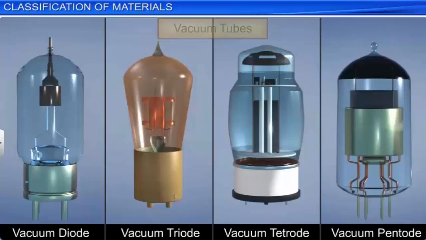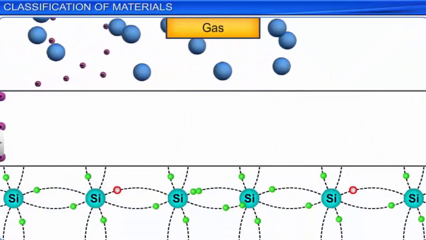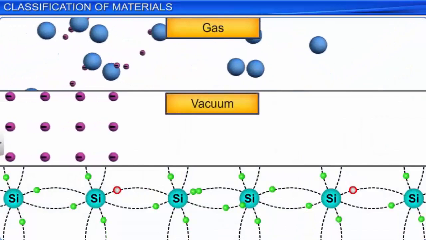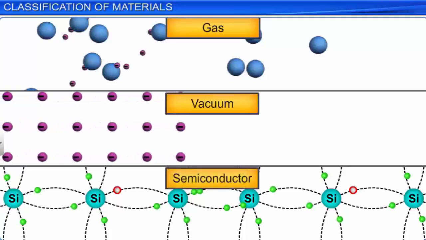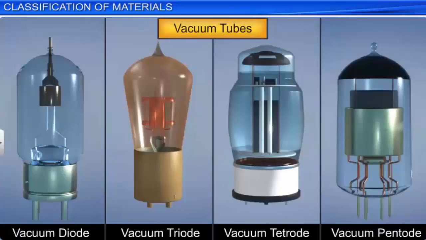a gas. In vacuum, the motion of charges in vacuum was studied in devices called the diodes or valves, and subsequently in the triodes, tetrodes, and pentodes.